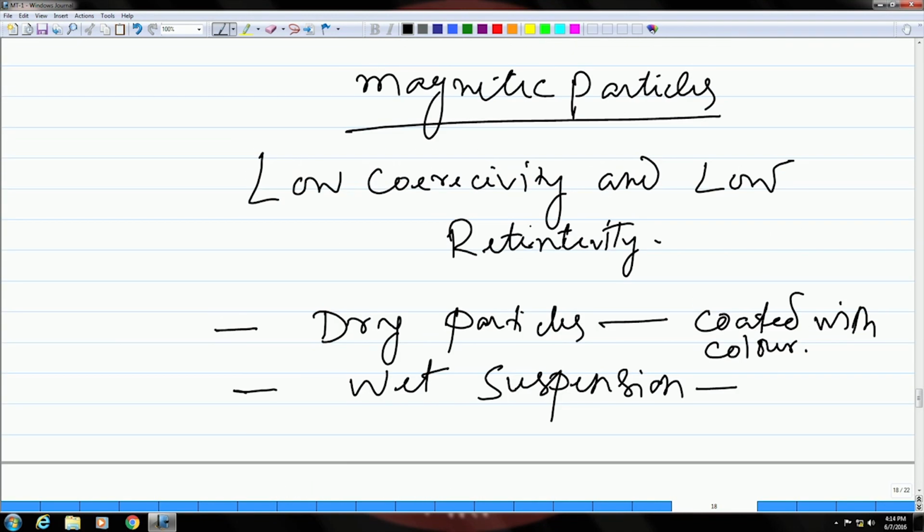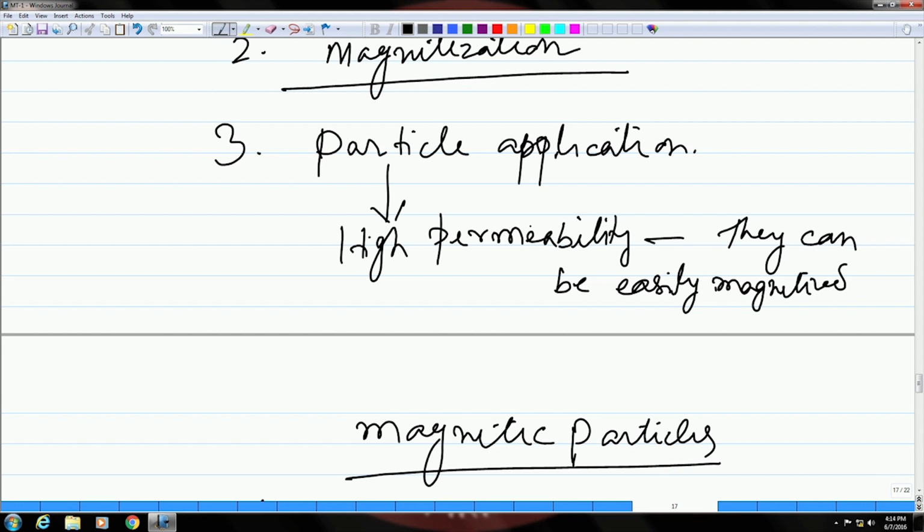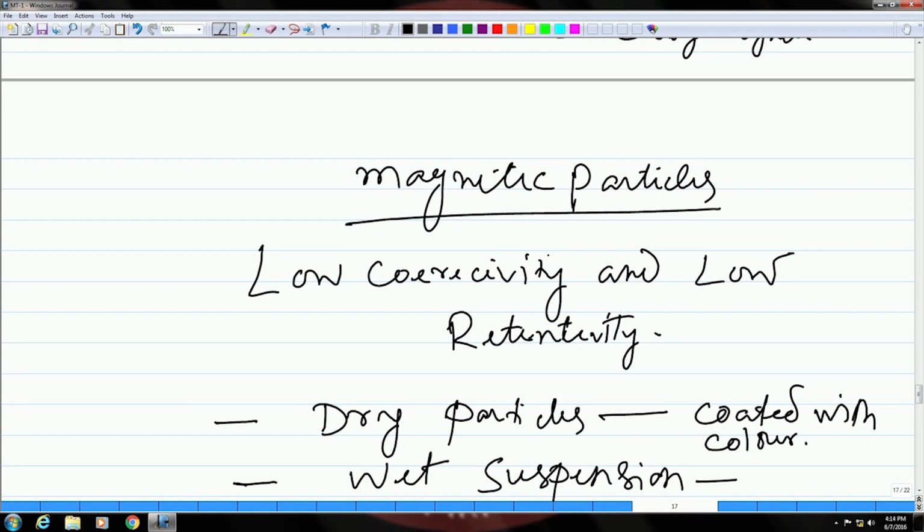These are the typical properties that this magnetic particle should have. Any particles which have high magnetic permeability, like iron particles for example, can be used for doing magnetic particle testing. Apart from high permeability, they should have low coercivity and low retentivity also, and the reasons behind these property requirements we have already discussed in the last class.